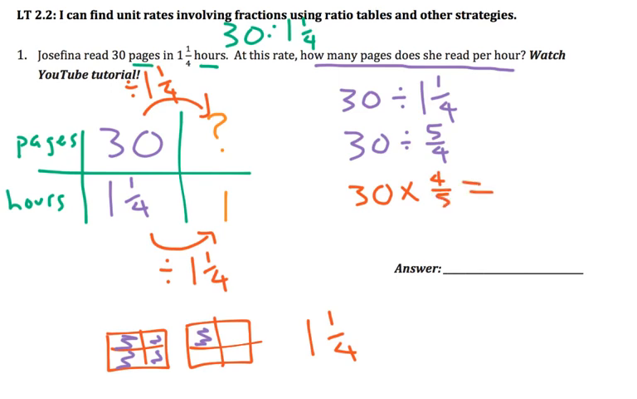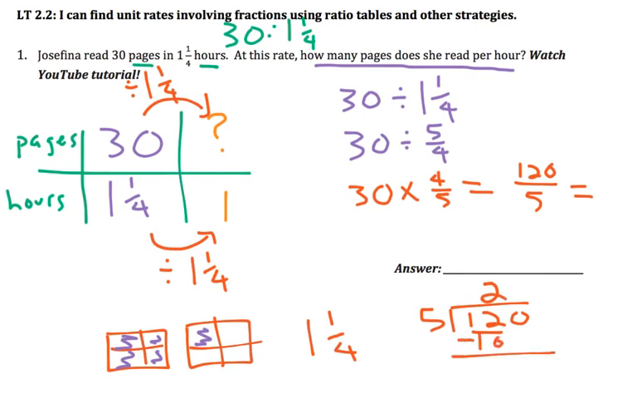And the inverse of 5/4 is 4/5. And then 30 times 4/5, well, we just have to multiply 30 by the 4, which would give 120/5. And then from there, we could just do 120 divided by 5 to figure out how many pages Josefina reads in an hour. So 5 goes into 12 2 times. And then 5 goes into 20 4 times. So I'm going to go ahead and put 24 pages right here.